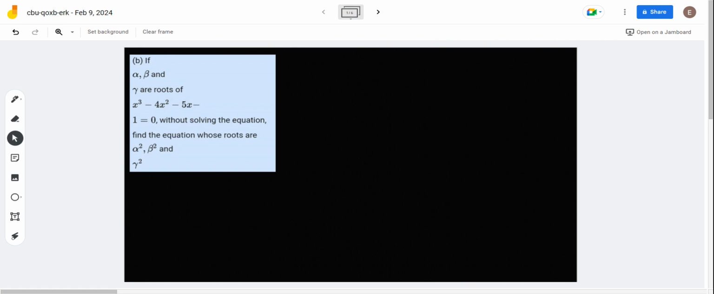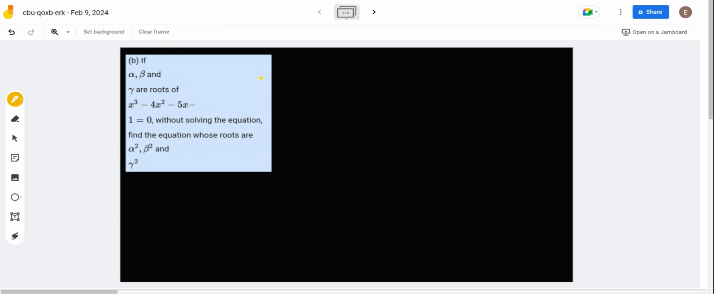We have to know the relationship between the roots of any cubic equation and the coefficients. A cubic equation is of the form ax cubed plus bx squared plus cx plus d is equal to 0.